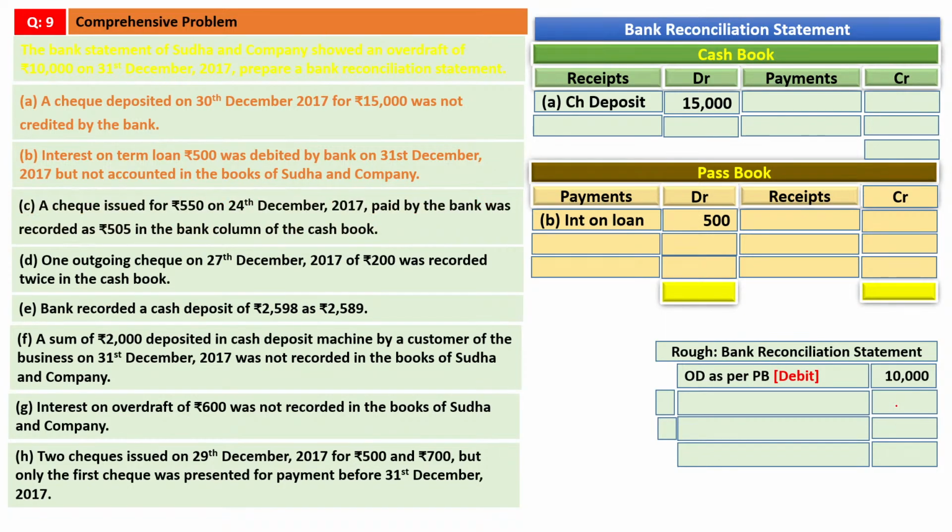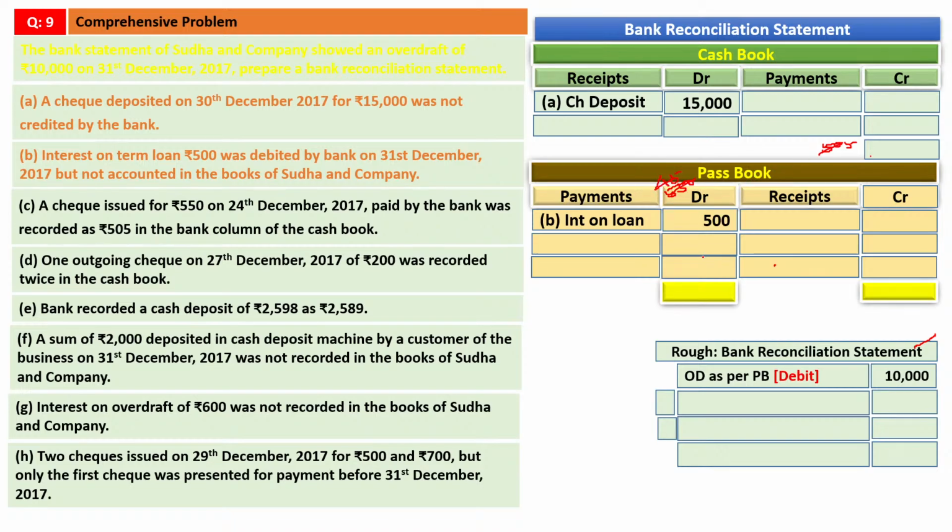A check issued for rupees 550 on 24th December 2017, paid by the bank, was recorded as 505 in the bank column of the cash book. See, check issued, right? We might have shown that as 505. Banker has shown that as 550. It's a wrong one. The difference being 45 excess in the cash book.